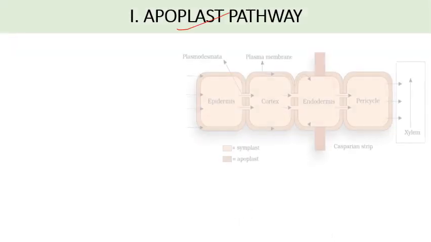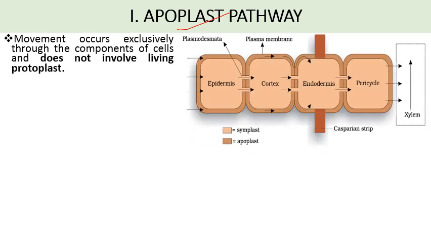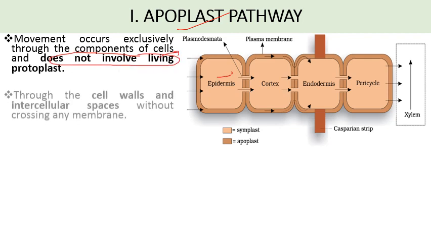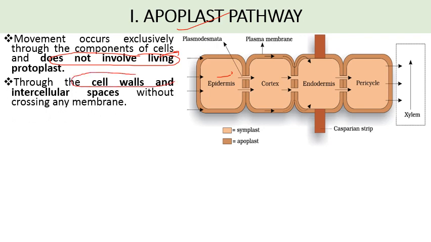Firstly, apoplast pathway. So this movement exclusively occurs through the component of cell and does not involve living protoplast. तो living portion जो cell का है वहाँ से ये पानी की movement नहीं होती है. So it occurs through the cell wall and the intercellular spaces without crossing the membrane. तो ये तो gap जो होता है उसके through और intercellular spaces के through पानी move करता है without crossing the plasma membrane.